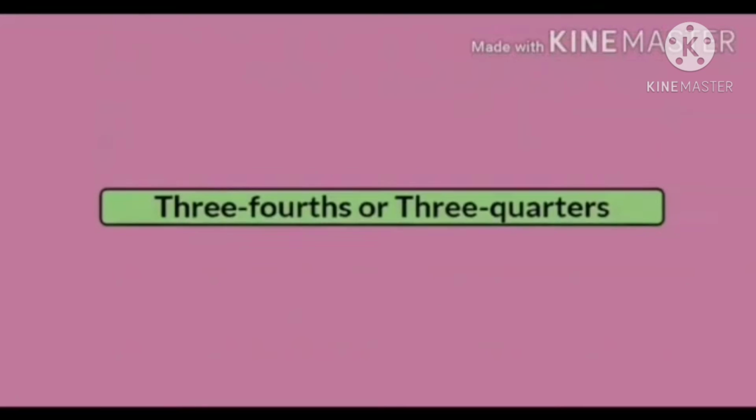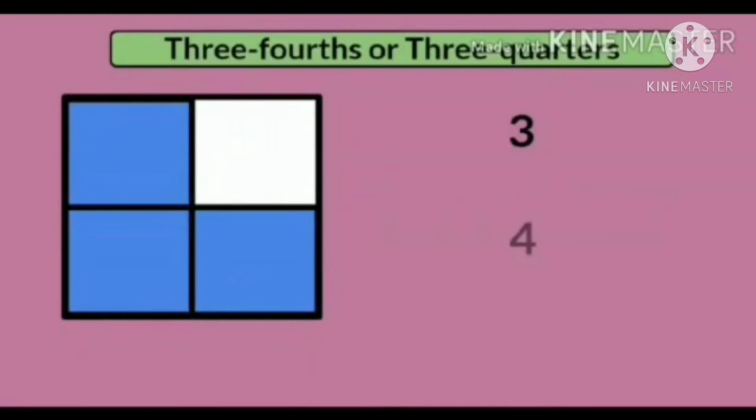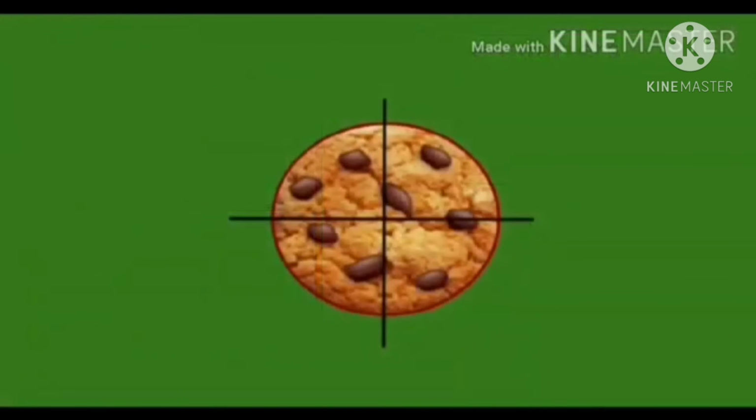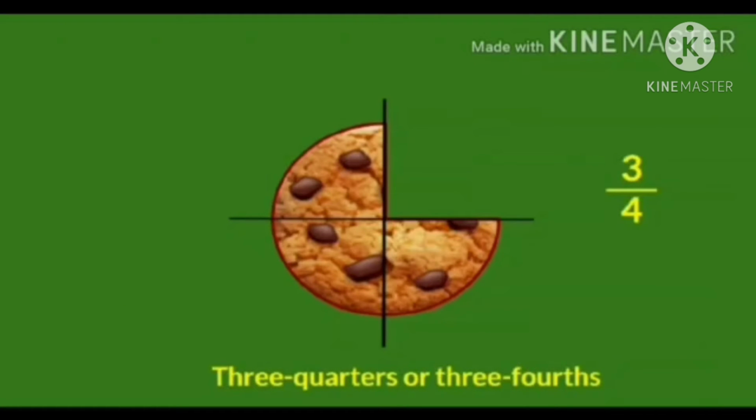Now, let us learn about 3/4. 3 pieces out of 4 equal pieces is called 3/4. For example, look at this biscuit. If you eat 1/4 of the biscuit, 3 out of 4 parts are left. These 3 parts make 3/4 of the biscuit. Here 3 is the numerator and 4 is the denominator.